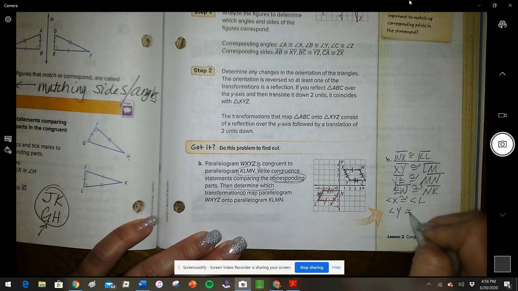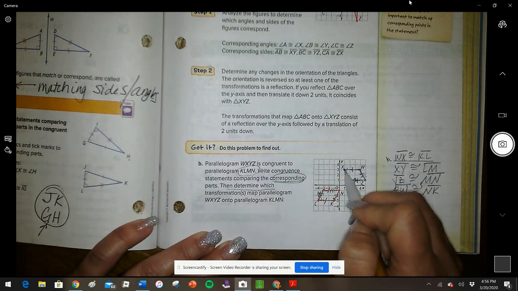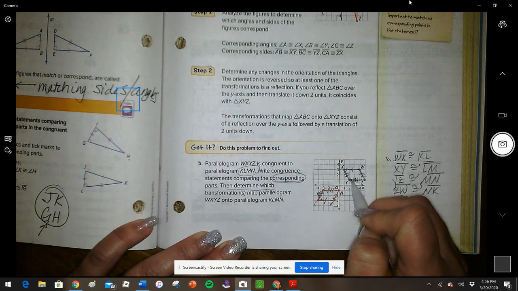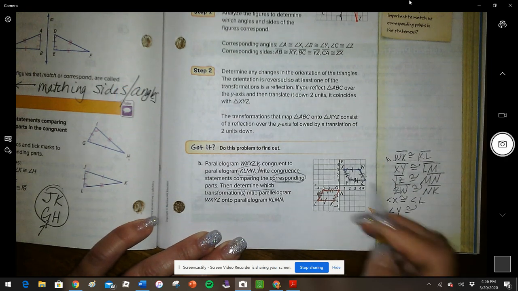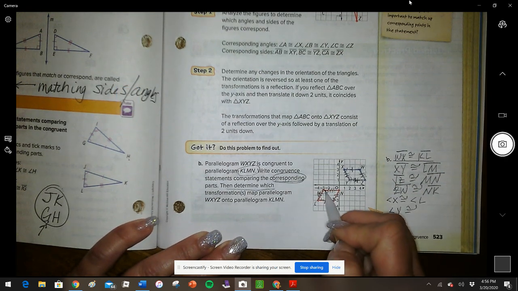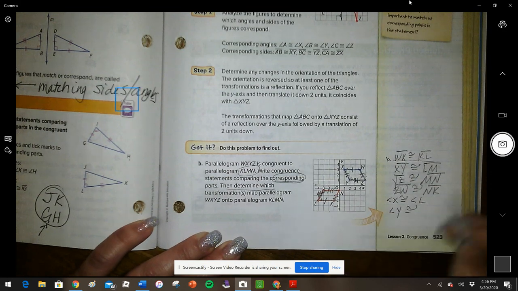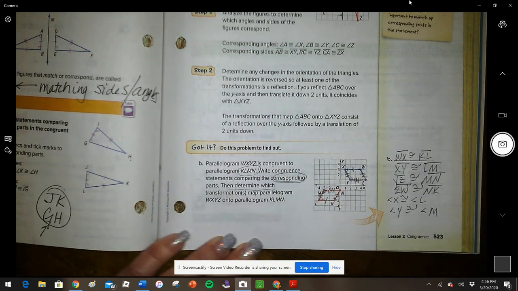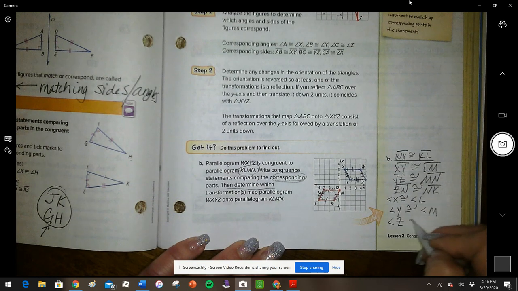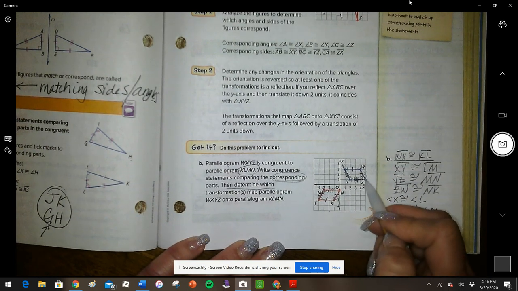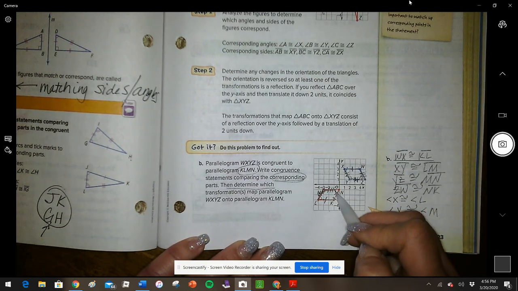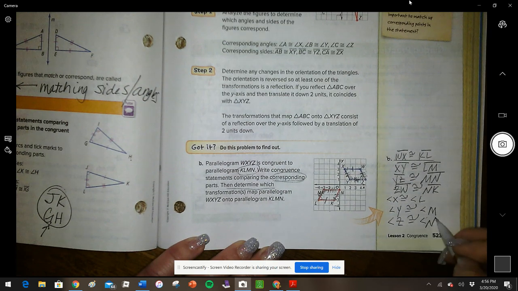Angle Y is going to be the second angle between 2 and 3. So if I put 2 swoopy marks in there, KLM, I can put 2 swoopy marks in here. So that's angle M. Okay. Angle Z is going to be congruent to, I hope you said angle N.